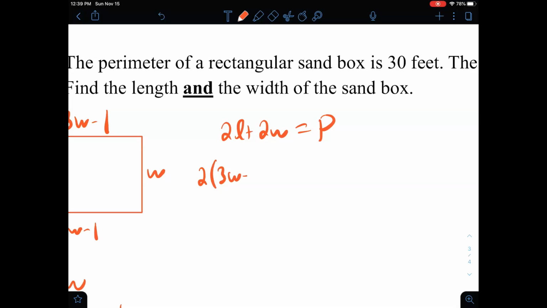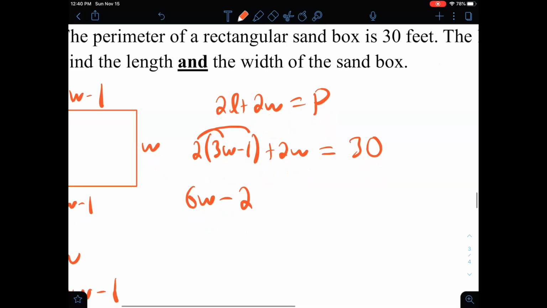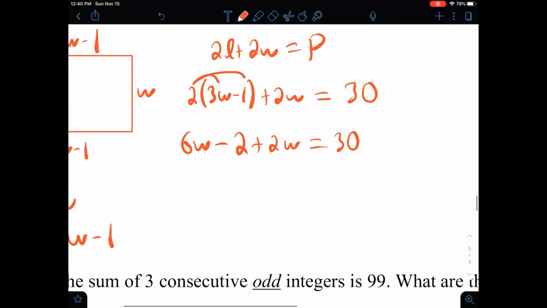So we have 3W minus 1 plus 2W equals the perimeter they said is 30. Okay, now we're going to solve this for W. We need anything to distribute here? Yeah, we got the 2 to both of these. So we got 2 times 3W is 6W. Minus 2 times negative 1 is negative 2. Plus 2W equals 30. Anything else to distribute?